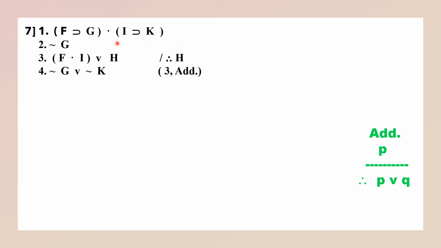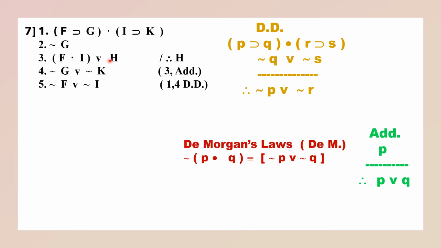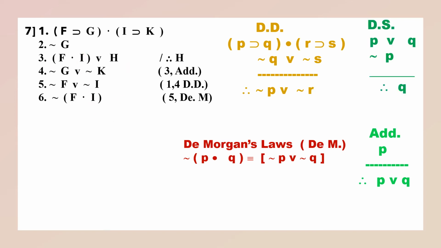Once you get the negation of the consequents, then you can derive the negation of the antecedents by the DD rule. You have got curl F wedge curl I. Now you can change this into dot by De Morgan's law, putting them into the bracket and writing a negative sign outside it. You can see this, if this is given, then you can replace it by this. You will get not (F dot I). Now you have the disjunctive statement and the negation of the first disjunct, so you can arrive at the second disjunct by the rule of DS. Thus, we have arrived at the conclusion.